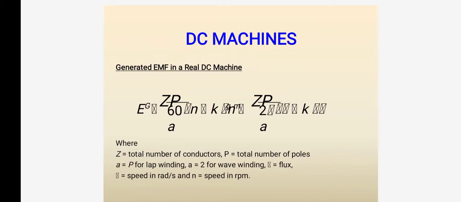From this you can write the equation. The generated EMF in a real DC machine: Eg = ZPnφ/(60A) = Kg φ n = ZPφω/(2πA) = Kφω. Omega is generally 2πf. Here Z is the total number of conductors, P is the total number of poles, and A is the number of parallel paths; for lap winding A equals P. Phi is the flux, omega is the angular speed per second, and n is the speed in RPM, revolutions per minute.